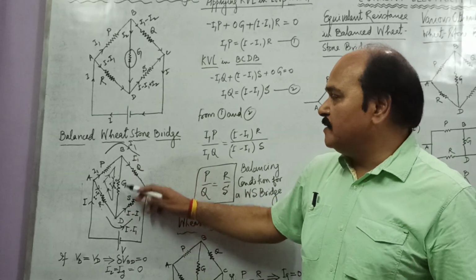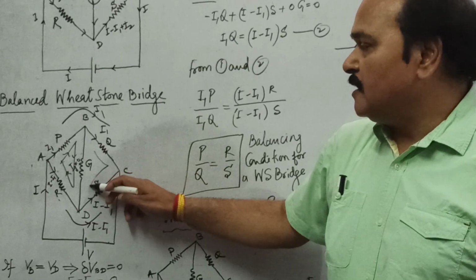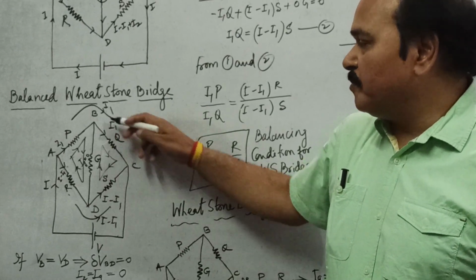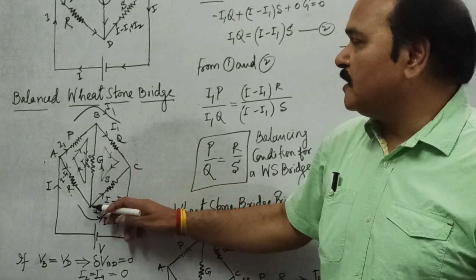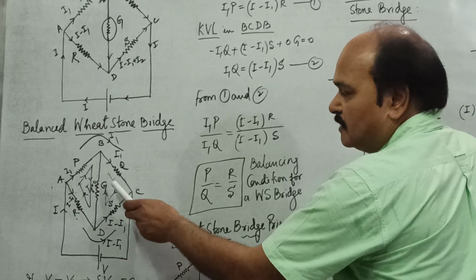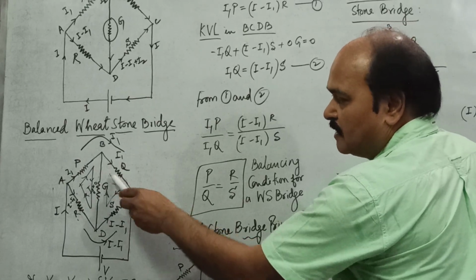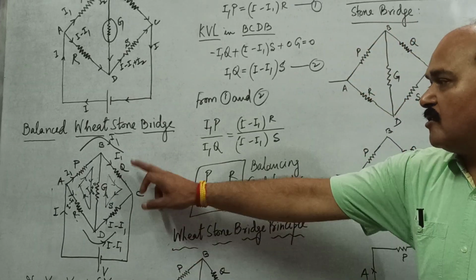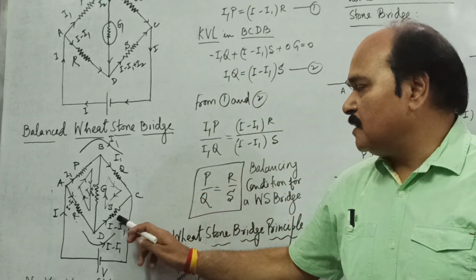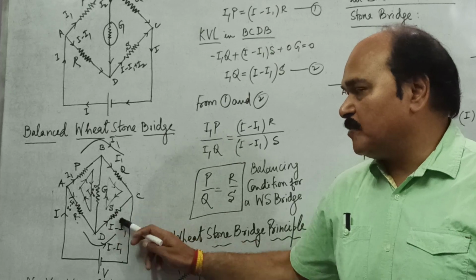B, C, D, B. In this loop we apply KVL. We move from B to C, C to D and back from D to B. So as we move from B to C, this current and this direction are parallel. So therefore potential drop across Q would be what? Bearing negative sign. Potential drop here has R direction and the current there in the opposite direction.